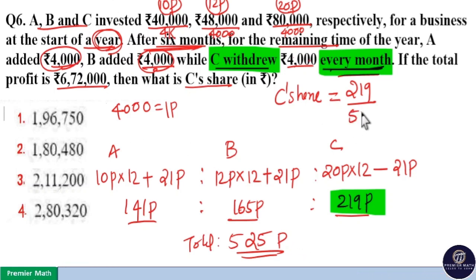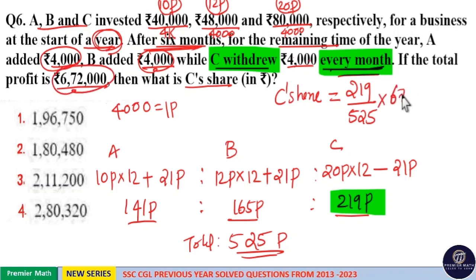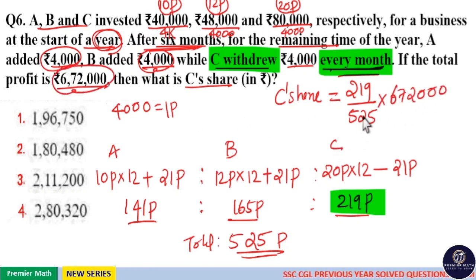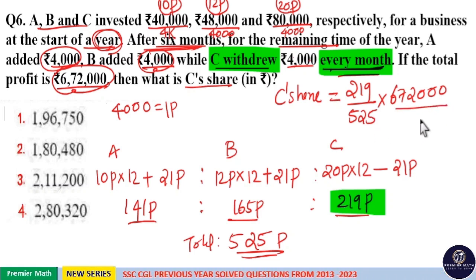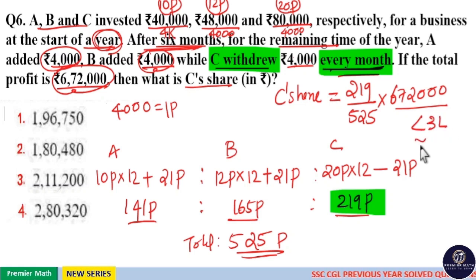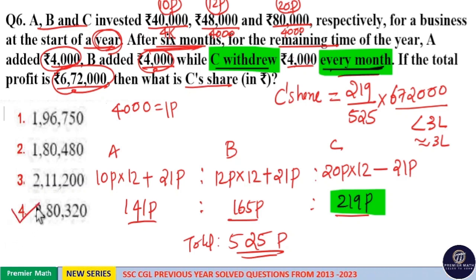So 219 by 525 into profit is equal to 2,72,000. Now you can see here, if I take it as 250, then this will be around half, nearly half. So if I take half of this, this will be less than 3 lakh or nearly 3 lakh. So here less than 3 lakh and nearly 3 lakh is equal to only one option, that is fourth option. So 2,80,000 and 320 is your answer.